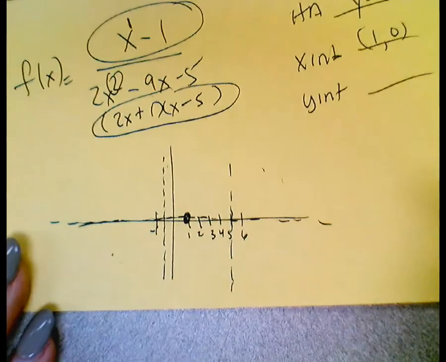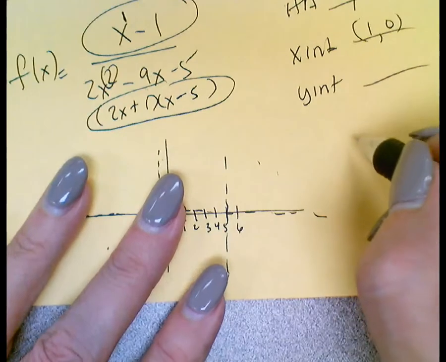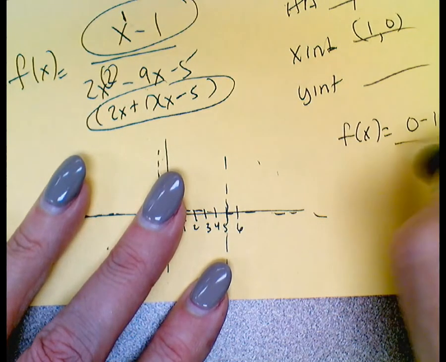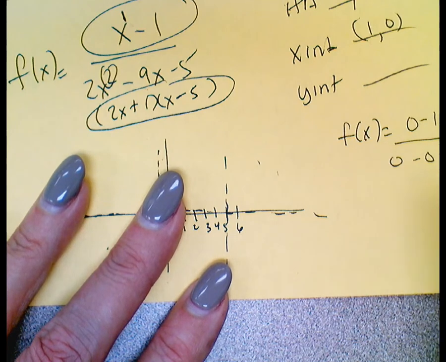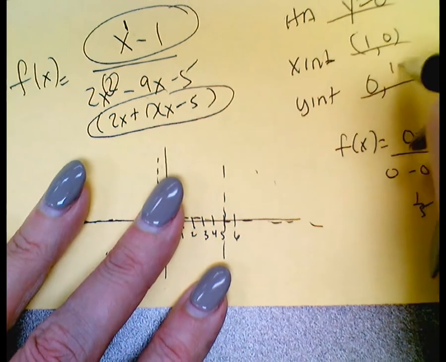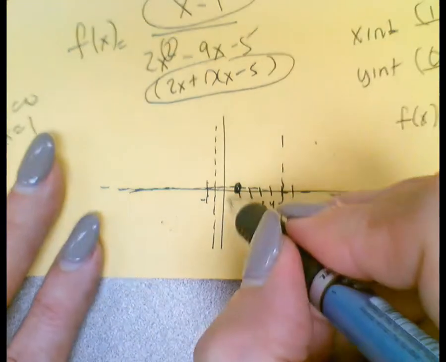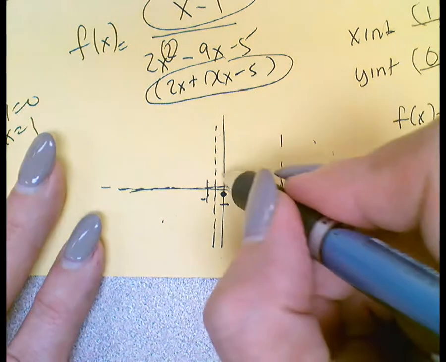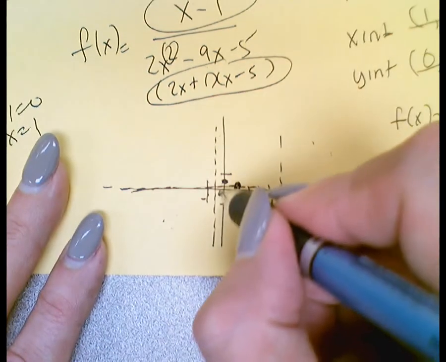And the y-intercept. Let the x's equal 0 in this problem. If you let all the x's equal 0, it looks like this. So it should be 1/5. 0, 1/5. So that's about right here. Wait, that's not right. I did negative 1/5. Sorry, it's right there. Not this one.